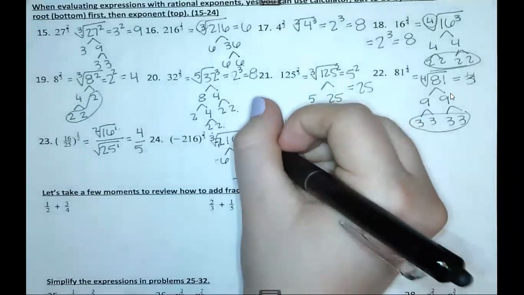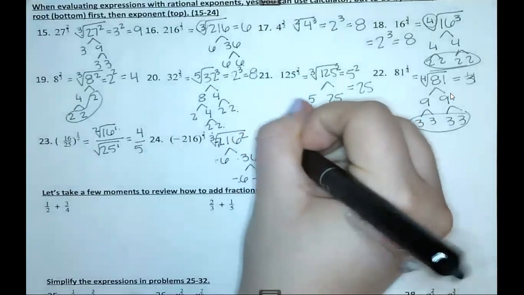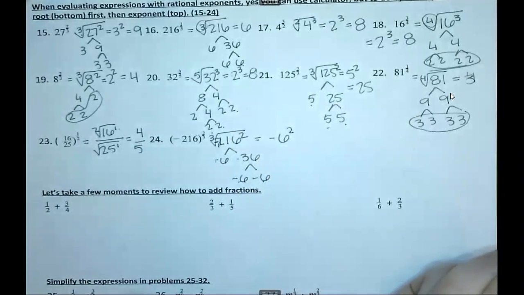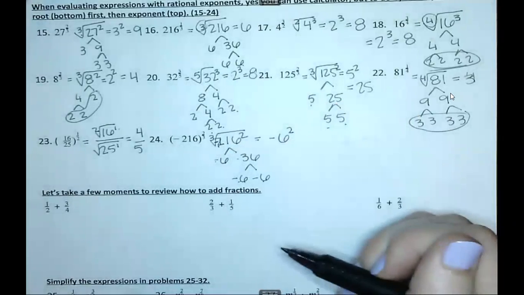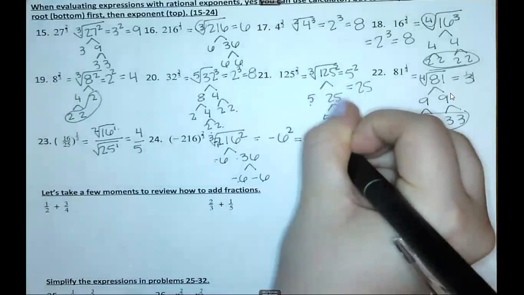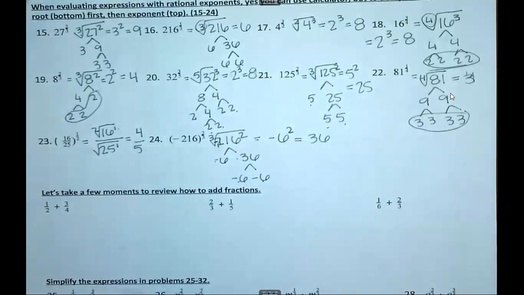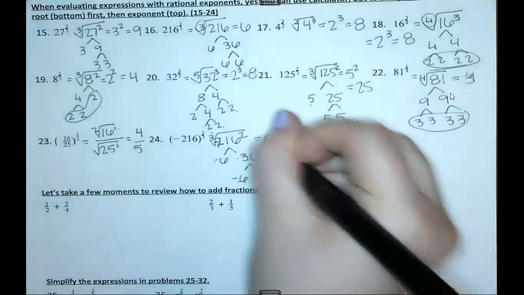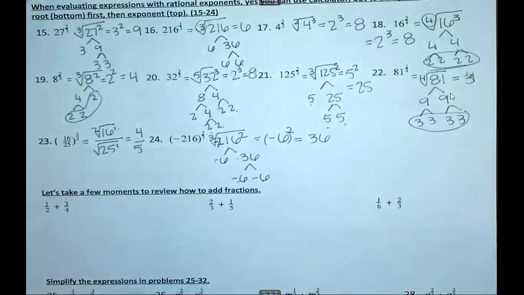So I'm going to get to pull out a negative 6, but it is being squared. And remember, when you're squaring something, that means multiplying it times itself. A negative times a negative is a positive 36. If you're going to put this in your calculator to see what negative 6 squared gives you, make sure that you type it in parentheses.